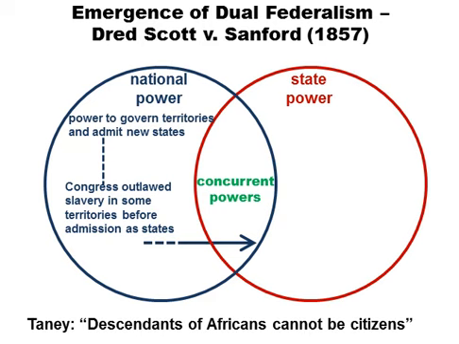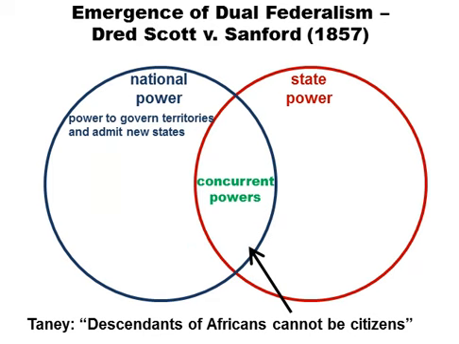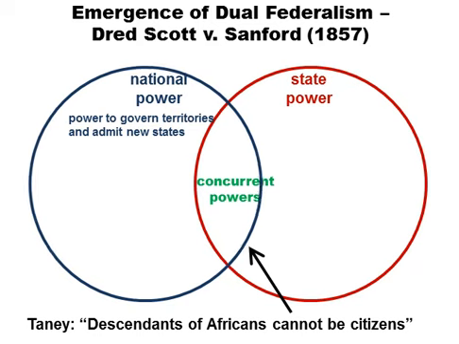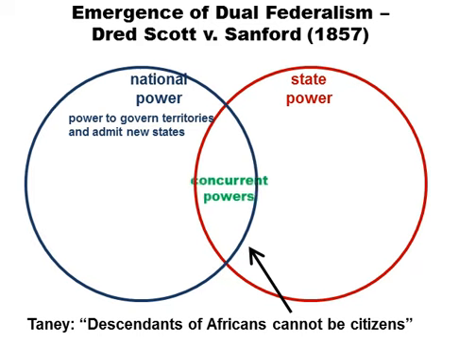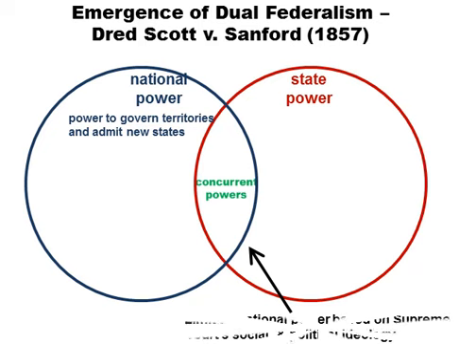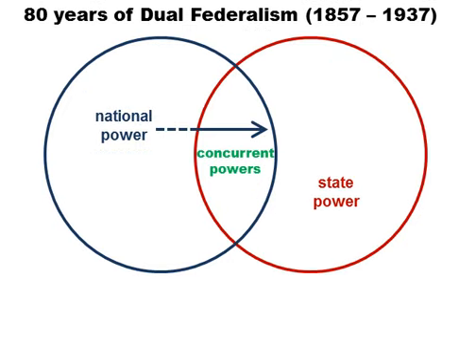Taney held that descendants of Africans could not be citizens, and therefore Congress could not make them citizens in the territory. Taney didn't rely on the 10th Amendment, but rather on his view of the role of black people in America. In other words, Taney's limits on national power derived from his own social and political opinions. Taney's approach echoed for 80 years.